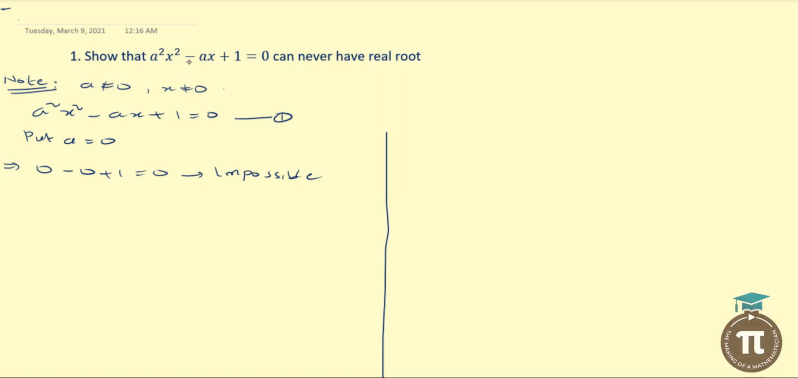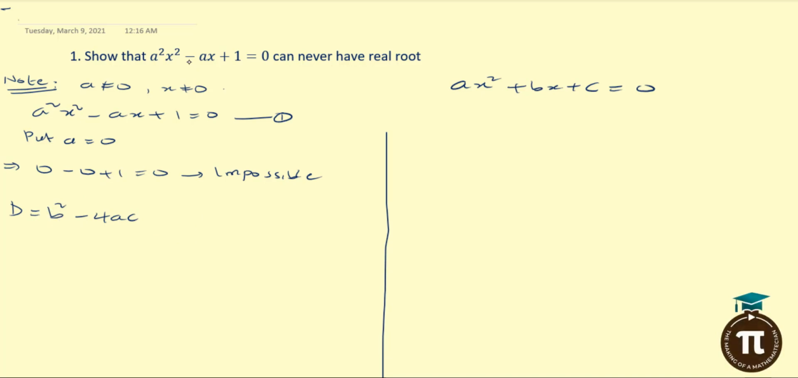Now, how can you show this can never have a real root? Let's come to the main question now. You just need to show the discriminant. The discriminant of a quadratic equation is b² − 4ac, when you are given a quadratic equation ax² + bx + c = 0. So the nature of b² − 4ac will tell us how the roots will look.